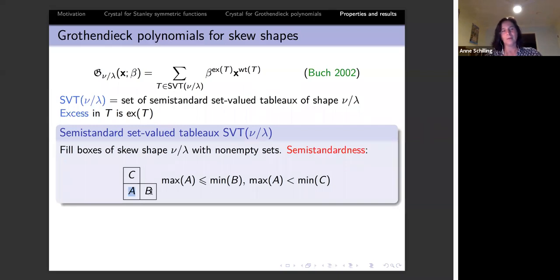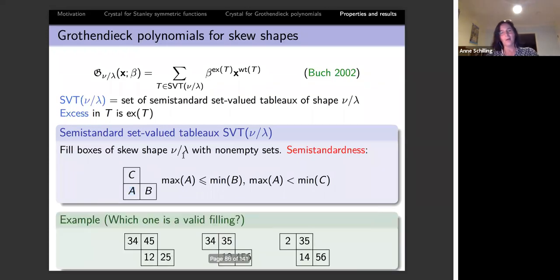When would this be weakly increasing? We have to compare the maximum of the set A with the minimum of the set B. If the maximum of A is less than or equal to the minimum of B, then we have weak increase in rows. And similarly, strict increase in columns: the maximum of A has to be strictly less than the minimum of C.